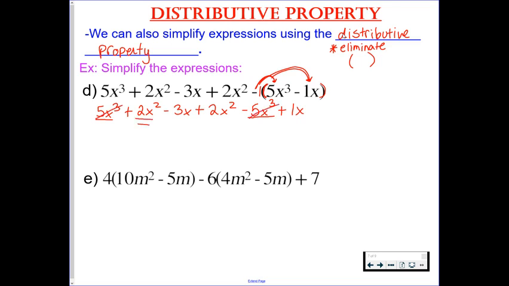Next, we'll look to the x squareds. 2x squared plus 2x squared is 4x squared. And last, I'll do this x and the x at the end. Negative 3x plus 1x is negative 2x. So that's the purpose of the distributive property.